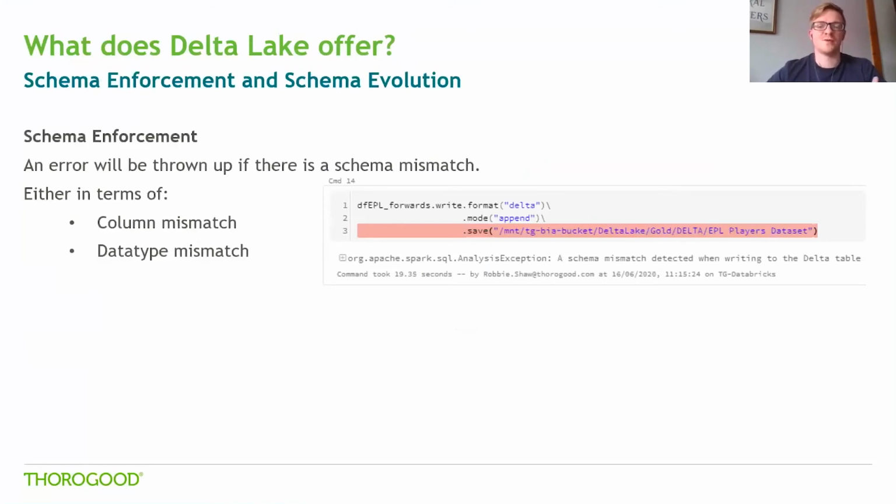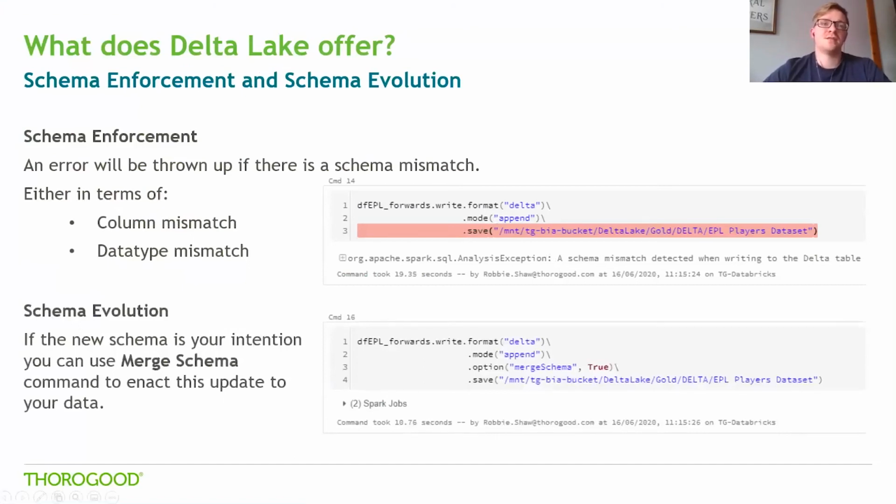So first of all, Schema Enforcement in Delta Lake means that an error is thrown if you try to add new data to a table, but the new data doesn't match the columns or data types of the original table. This screen grab shows an example of that error coming up. So I've tried to append some data to a Delta file that already exists, and it's told me there's a schema mismatch when trying to write to that Delta table, so it's not done it.